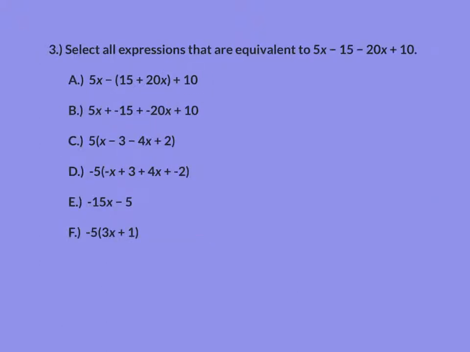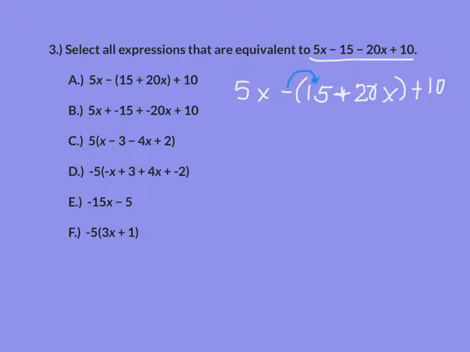Next, I need to select all the expressions that are equivalent to 5x minus 15 minus 20x plus 10. This is what I'm looking to compare to. Let's take the first one. I've got 5x minus the quantity of 15 plus 20x plus 10. Okay, I got all excited there, going too fast.